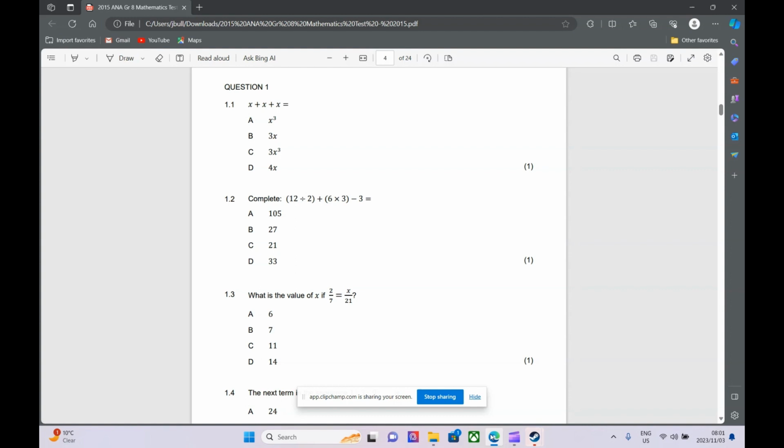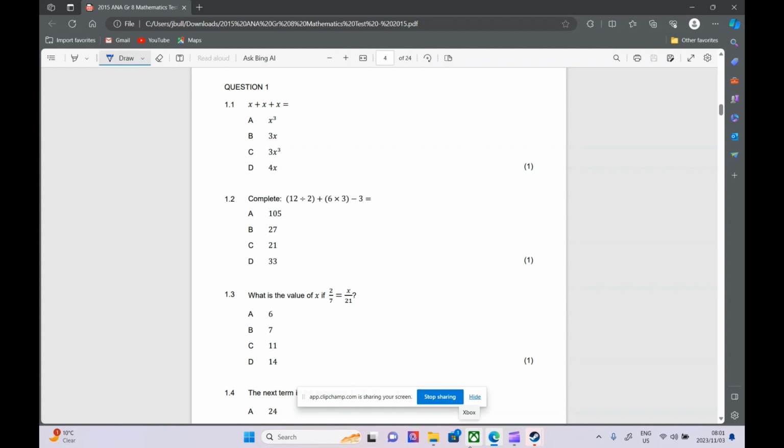Jumping straight into the first 10 questions, we've got multiple choice questions. They start off with this first question. They love asking questions like this because they try to trick you. So x, add x, add x. What you need to remember is when you're adding x's, for example x add x, it's like an apple add an apple, I've got two apples, so I've got two x's.